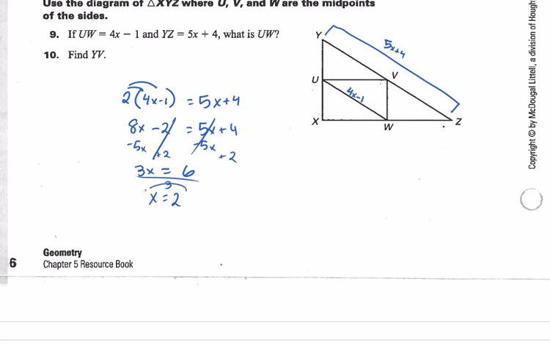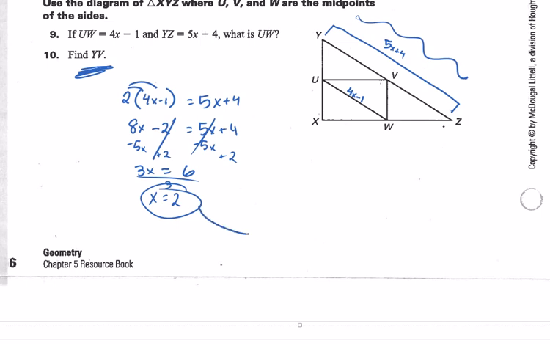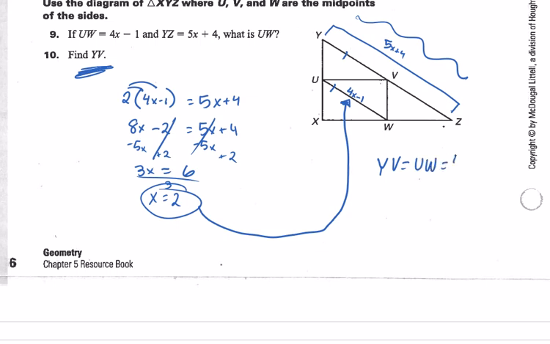So if my last question were to find YV, I would simply have to plug it in. Now I have this whole side here, so that doesn't give me YV, but if I substitute that in for x, these segments are congruent, so that should give me YV. So 4 YV is going to equal UW, which equals 4 times 2 minus 1, so that's 8 minus 1. So that segment is 7.